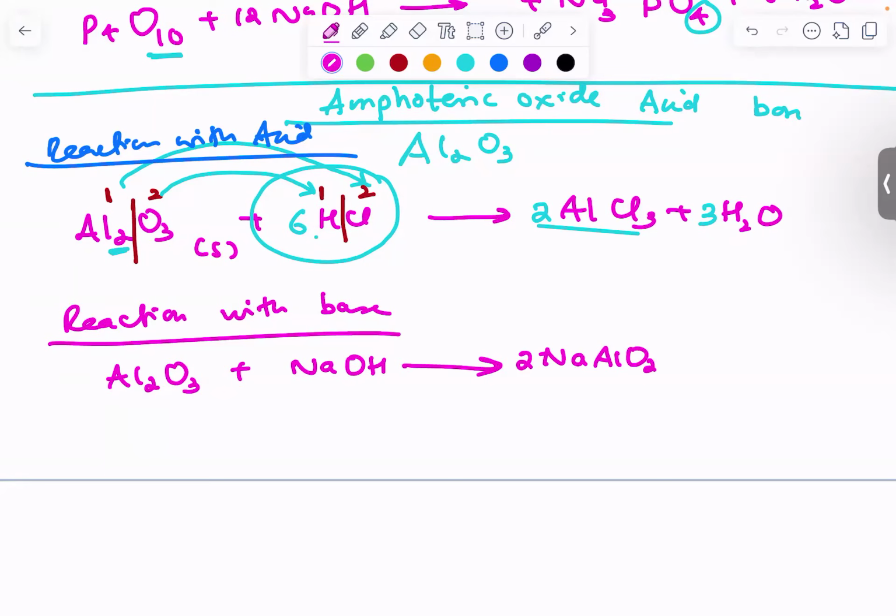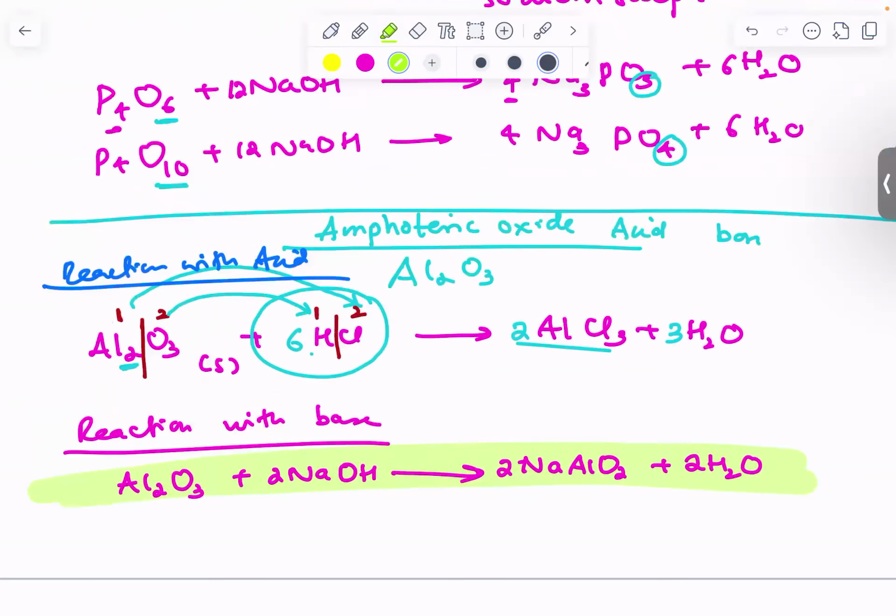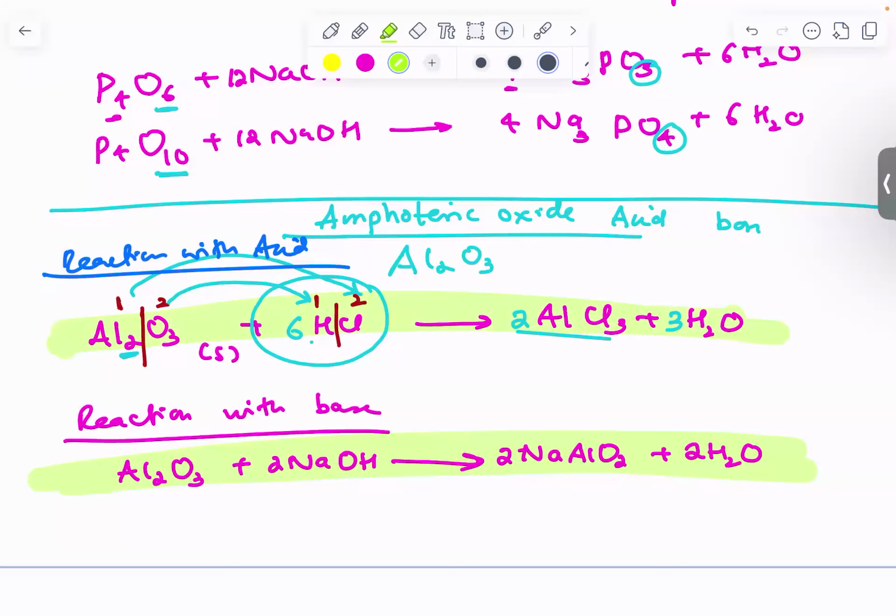2NaAlO2 plus 2H2. Sodium aluminate. So 2 here. I think it is balanced. Yes, it's balanced now. This now you need to memorize, but there is no other way to make it clear, right? So this one should be memorized and this one should be memorized.